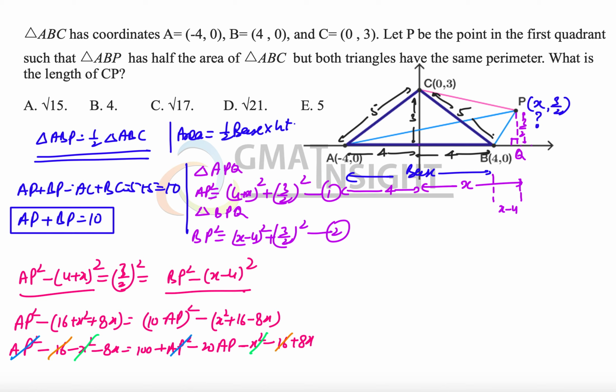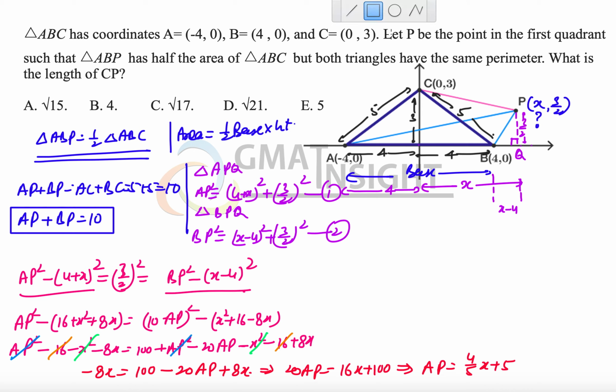both sides. So now we are going to simplify the leftover, which means on the left side we are left with minus 8x, on the right side we are left with 100 minus 20 AP plus 8x. So that gives us 20 AP will be equal to 16x plus 100, and that finally gives us AP is equal to 4 by 5x plus 5. Now, this is another important relationship. Now we have AP in terms of x from this equation, and we also have AP in terms of x from equation number 1. So the next thing we are going to do is simplify these two relationships.